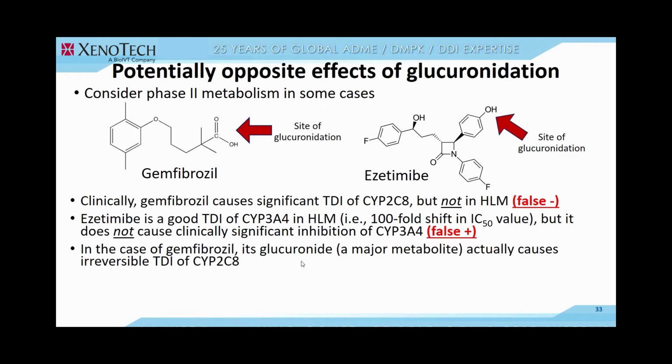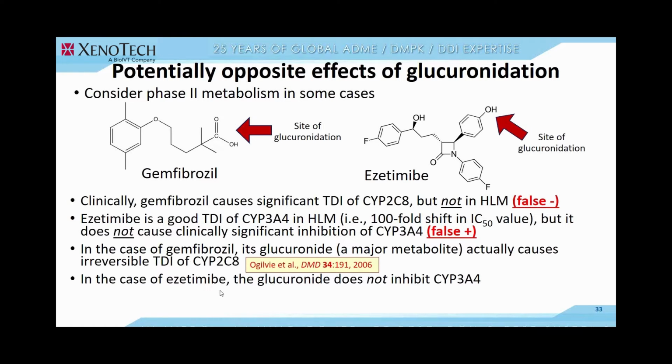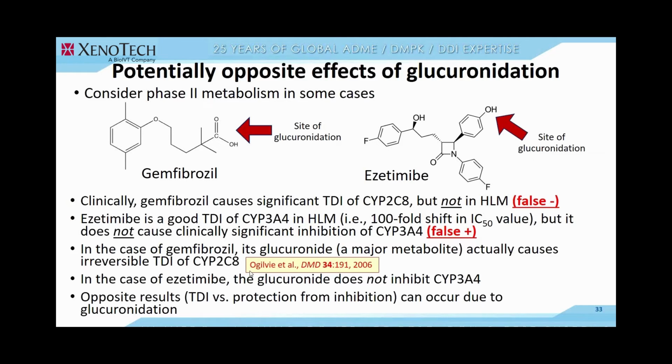In the case of gemfibrozil, the activation to the glucuronide actually causes irreversible time-dependent inhibition of CYP2C8, and the opposite with CYP3A4. So one thing you could do here, if you have a case like this, is either add UDPGA to the human liver microsomes or run something like ezetimibe in hepatocytes, or even gemfibrozil. I actually did this, though I didn't show the data. If you take gemfibrozil and put it into hepatocytes, you will see the inactivation of 2C8 because you give time for the glucuronide to form.